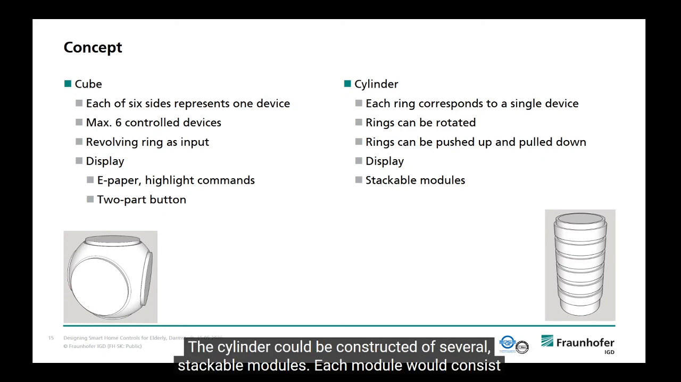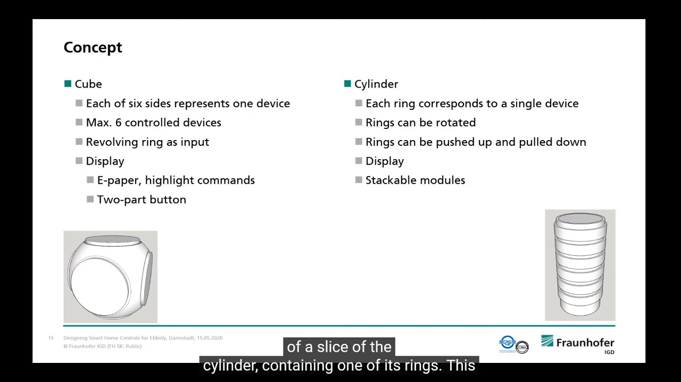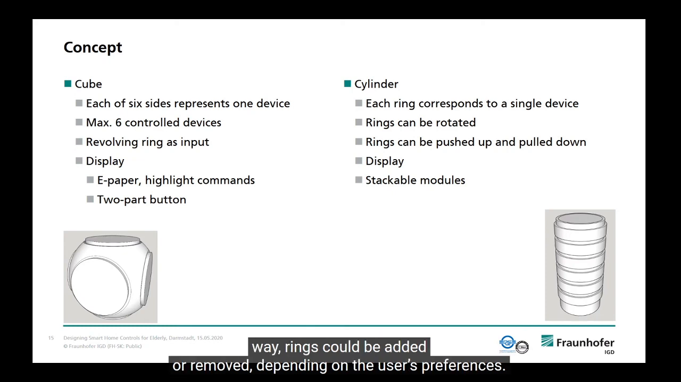The cylinder could be constructed of several stackable modules. Each module would consist of a slice of the cylinder containing one of its rings. This way, rings could be added or removed depending on the user's preferences.